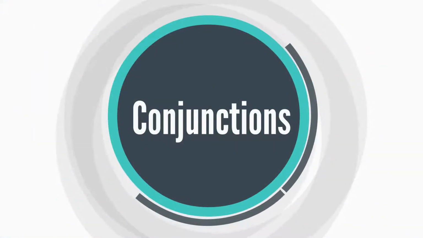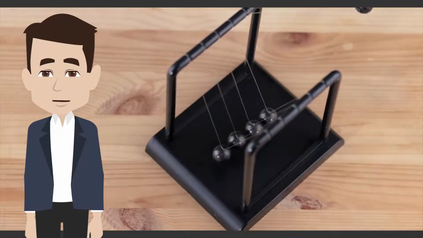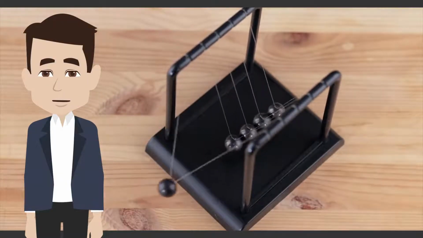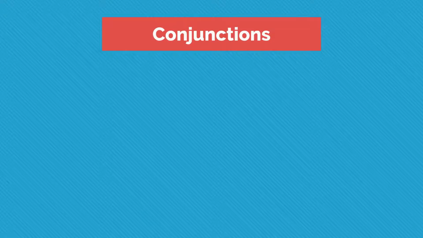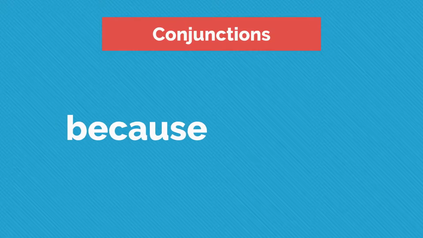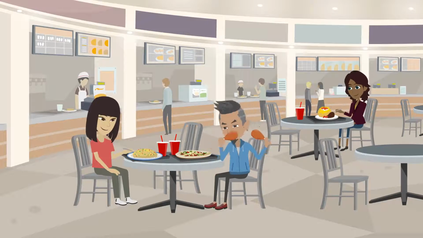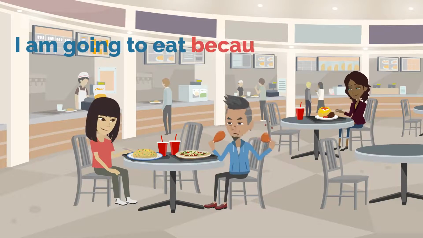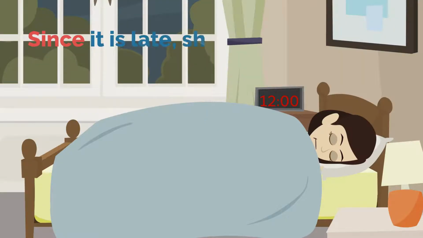Conjunctions. Conjunctions can be used to both express cause and effect. They link two complete thoughts together. The most important linking words for cause are because and since. For example, I'm going to eat because I am hungry. Since it is late, she is going to sleep.